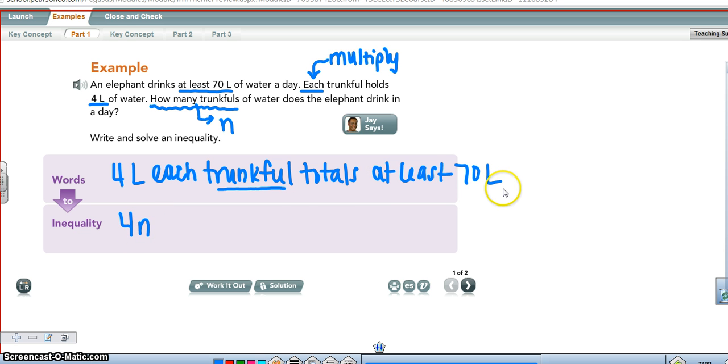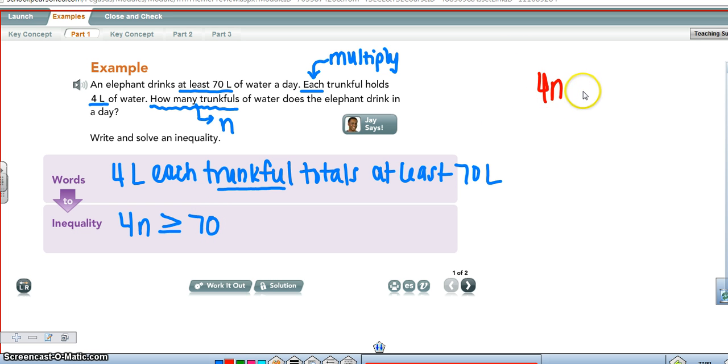At least 70 liters. At least means that we want more than 70 liters, not less than 70 liters. And if you need at least 70 liters of water, it would be okay if you got exactly 70 liters. So we're talking about a value that needs to be greater than or equal to 70. Okay, now we can solve it.